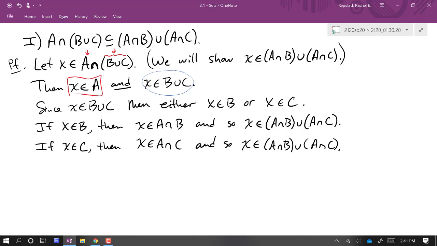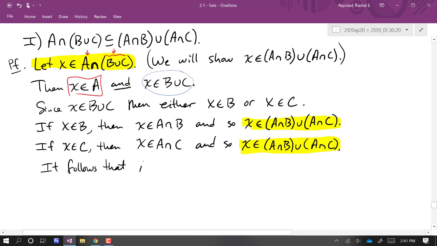So look at what we did. We started with let X be in this set over here, and then we were able to say without a doubt X has to be in that set over there. And because we were able to conclude that, we could say that A intersect B union C is contained in, not equal to, but is a subset of A intersect B union A intersect C.